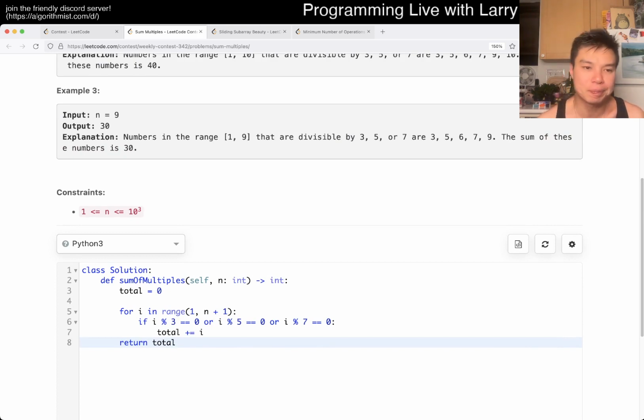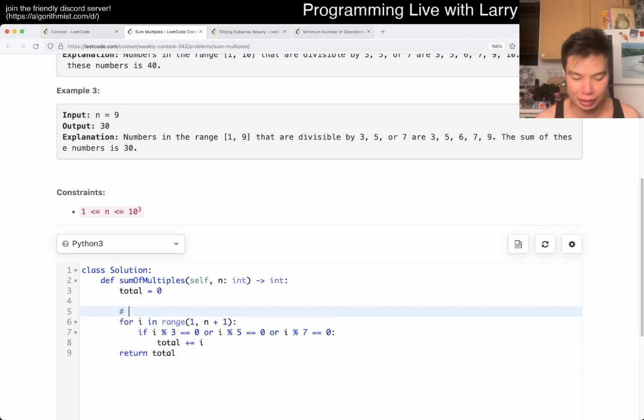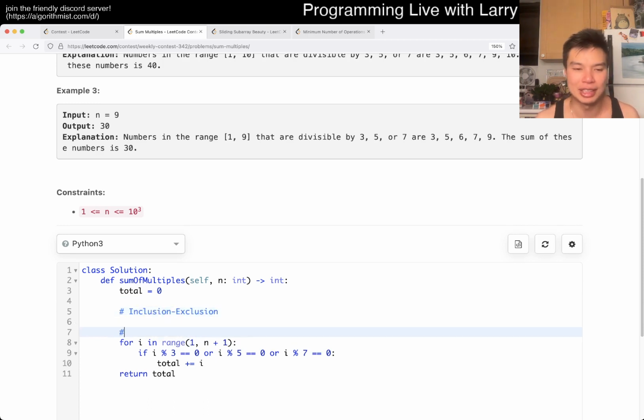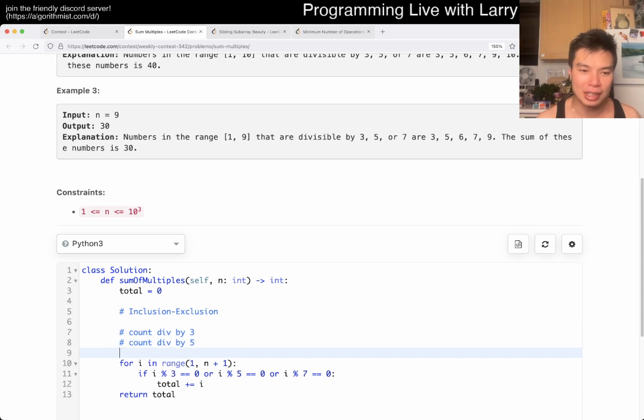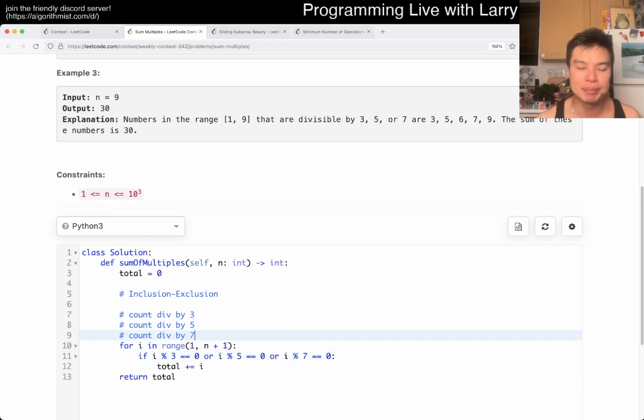And then the idea, let's say you have 10 to the 9, right? And it's actually kind of, I don't know, Leetcode is just being weird. Because even if it's 10 to the 9, you can actually solve this one given that it's only 3, 5, or 7 pretty quickly. Because the thing that you would do is you would learn something called inclusion-exclusion, and basically you just count the number of things that are divisible by 3, count the number of things that are divisible by 5, count the number of things that are divisible by 7, right?